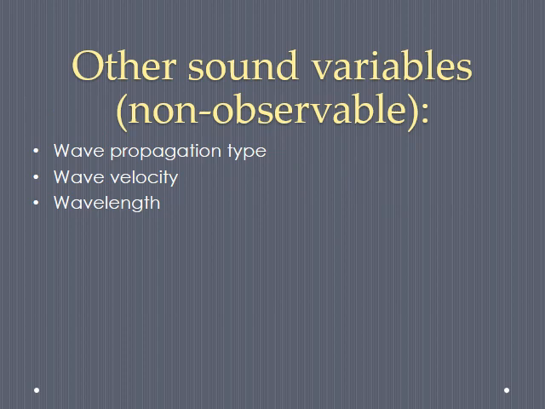So there are other wave variables as well. These cannot be determined by direct observations from our ears into our brain. However, we can measure them with other scientific instruments. So for example, the wave propagation type, the speed of the wave, and the wavelength all can be measured, although they're not something that you could tell when you're listening to a sound.